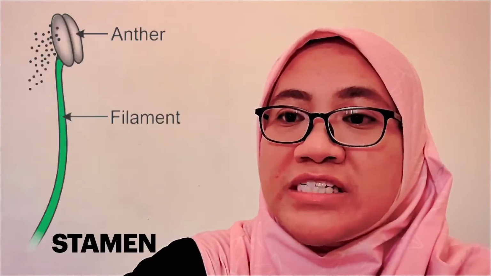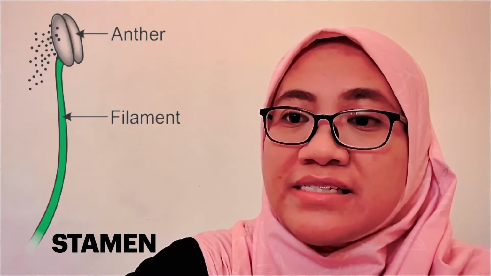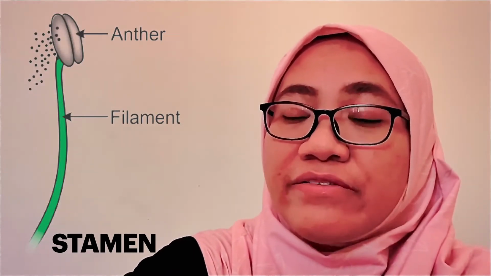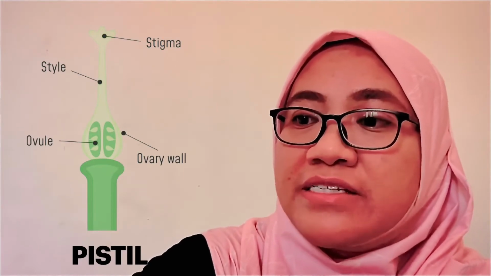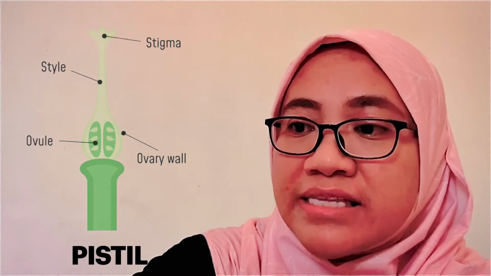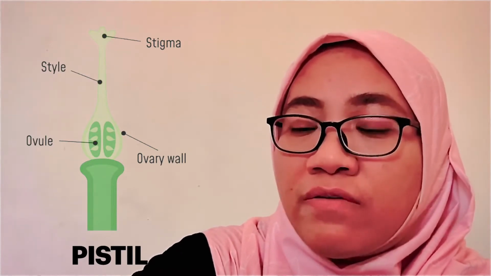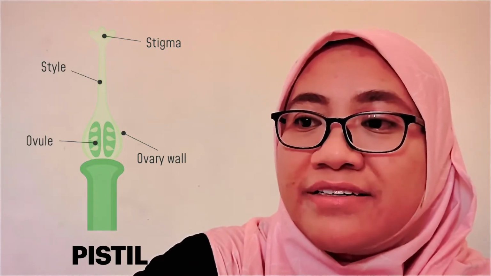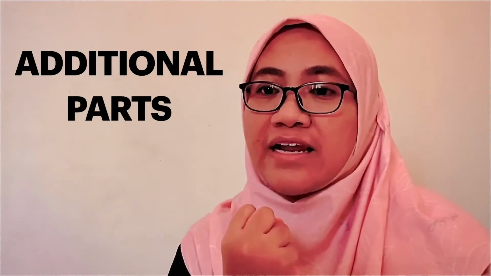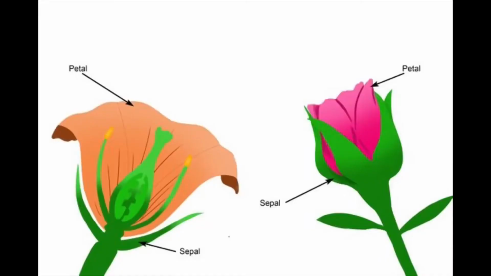The male part, or stamen, has two specific parts. The first is called anther and the second is called filament. The female part of a flower, or pistil, has three main parts. The first part is called stigma, the second is style, and the third part is called ovary. In addition to that, it has ovule inside the ovary. Other than the male and the female parts, a flower also has additional parts that play an important role. The additional parts are the petals and sepal.